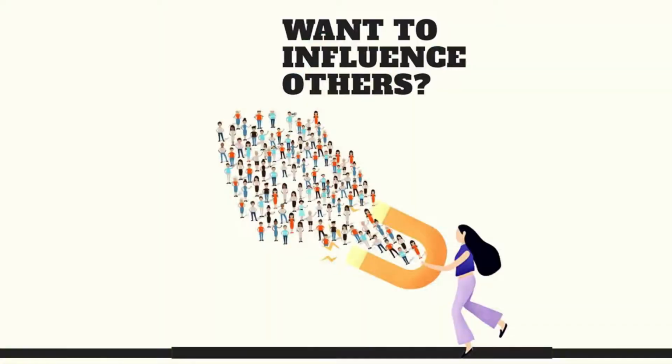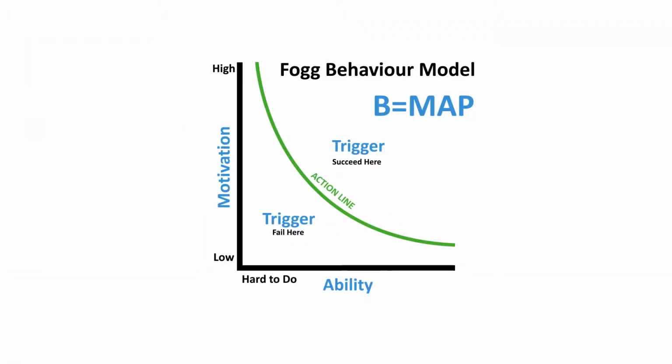First, we need to consider what is a habit. A habit is a behavior which is repeated without any conscious effort. So how do we influence behavior? Fortunately for us, Dr. Fogg of Stanford University answers this question for us. Fogg's behavior model states that for an action to take place, we must have motivation, ability, and a trigger.